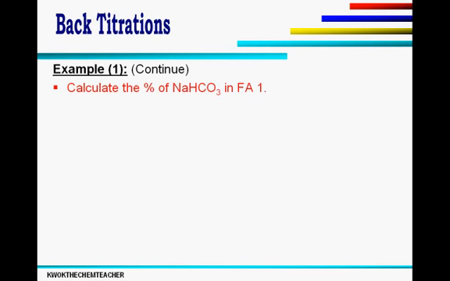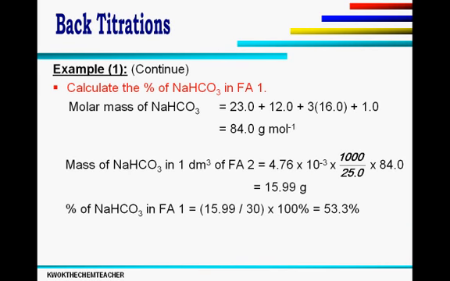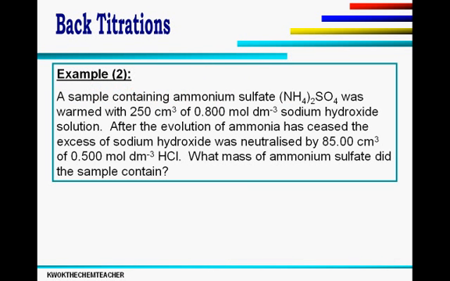Finally, we will be able to calculate the percentage of sodium hydrogen carbonate found in Fa1. First and foremost, we need to calculate the molar mass of sodium hydrogen carbonate. Once we find the molar mass, we can find the mass of sodium hydrogen carbonate in 1 dm³ of Fa2, which will simply be 15.99 grams. The percentage of sodium hydrogen carbonate in Fa1 will simply be 15.99 divided by 30 multiplied by 100%.